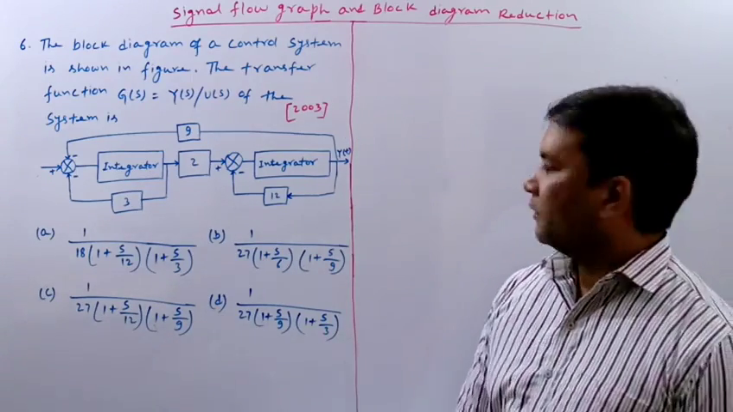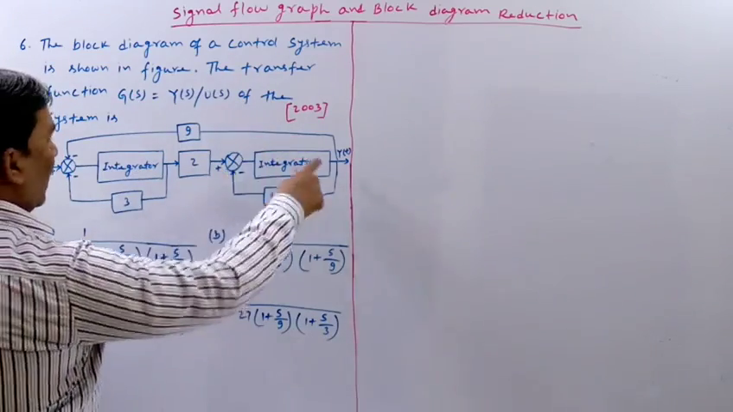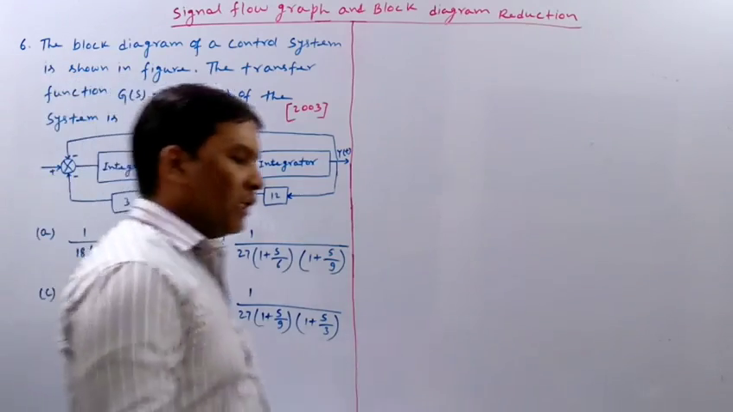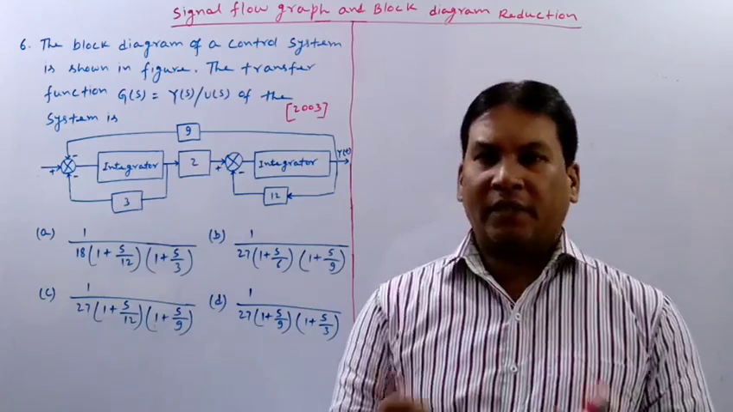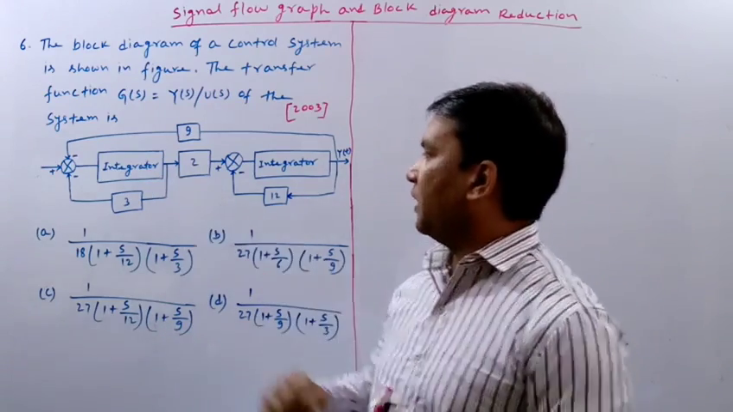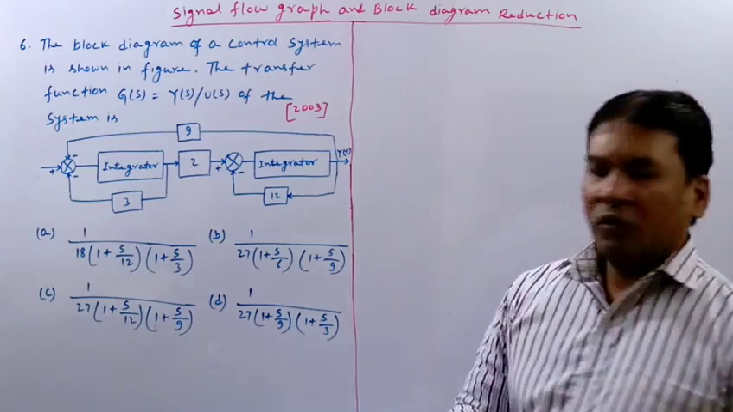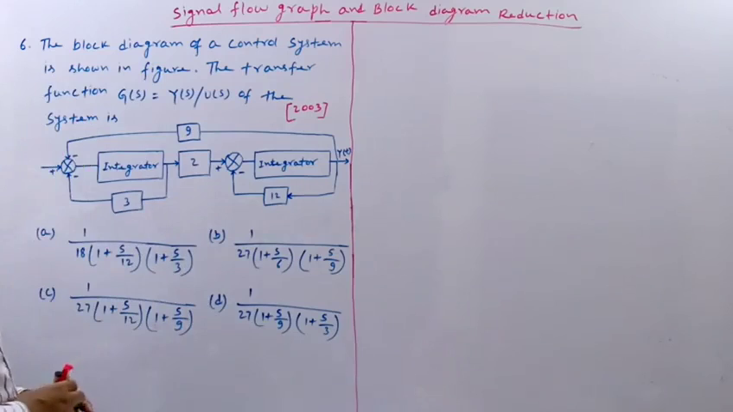So at first there are 2 blocks here. One block is here and one block is here. There is an integrator. What do you mean by integrator? Integrator is nothing but 1 by s. So we can replace the integrator by 1 by s. Okay. Now let us draw the signal flow graph.